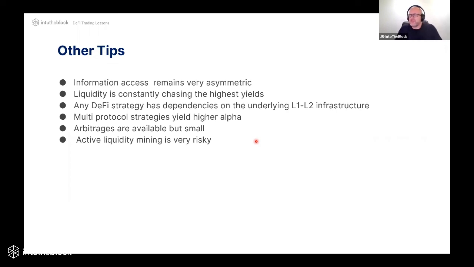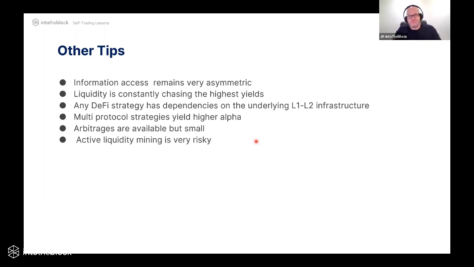Any DeFi strategy that you have has dependencies on L1s or L2s, and this could be anything from Solana going offline for 7 hours, right, to Polygon killing a liquidity incentive program that affects some protocols. So all sorts of things could happen, from technical to governance, that could affect your strategies. A lot of the higher alpha today is in multi-strategy protocols, so multi-protocol strategies, sorry. Things that combine many protocols are typically yielding higher.